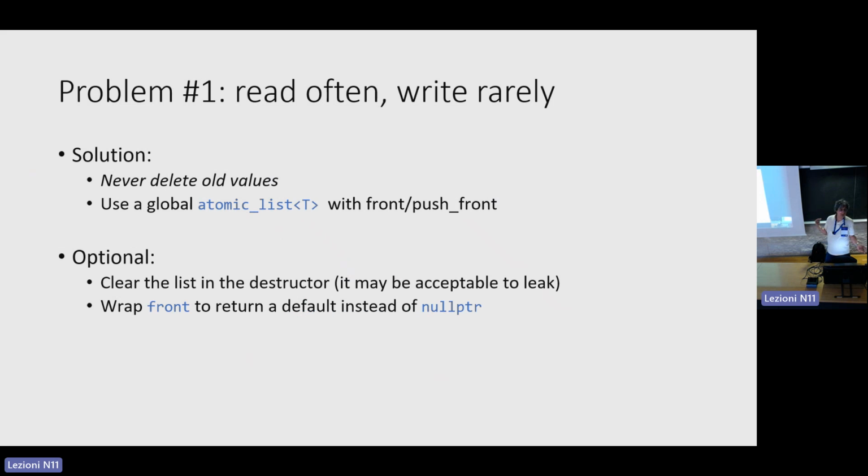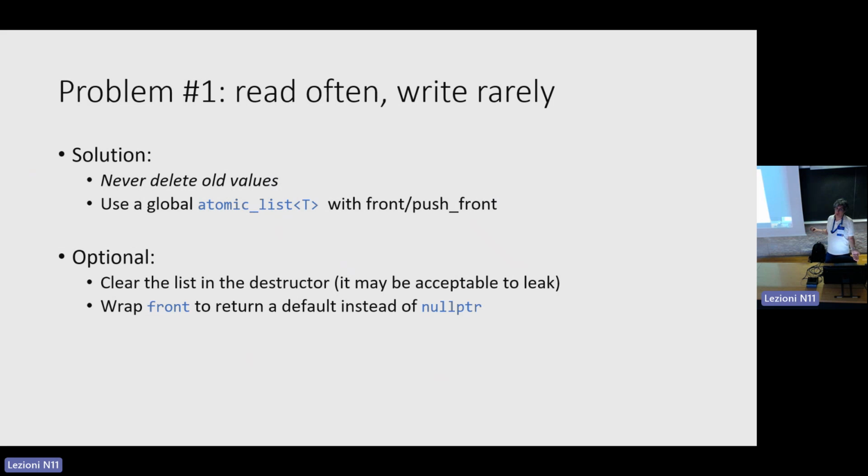Okay, so I always want to read the front value from the list. So no lock, super fast. I read a pointer. What could be faster? If I change the value, I just push front a new value. What's the problem? I never delete the old one.